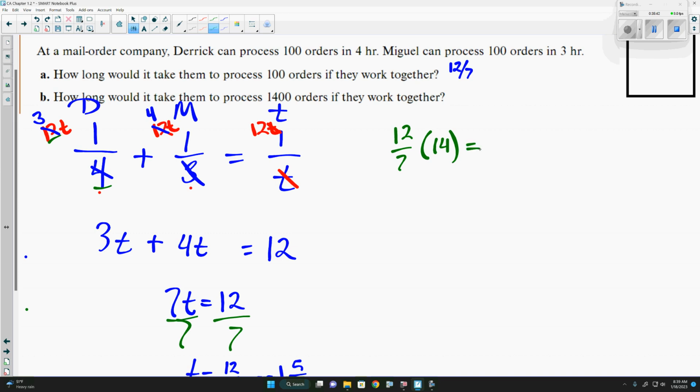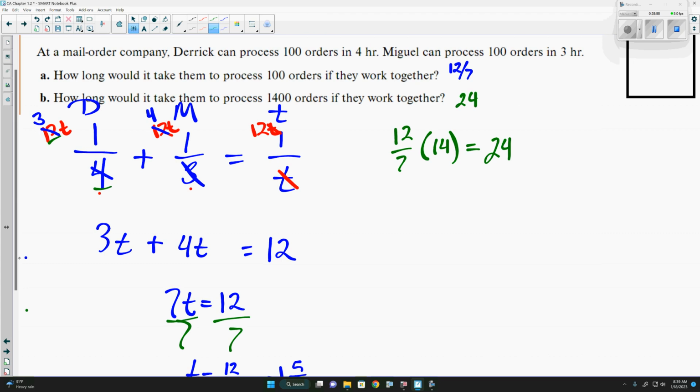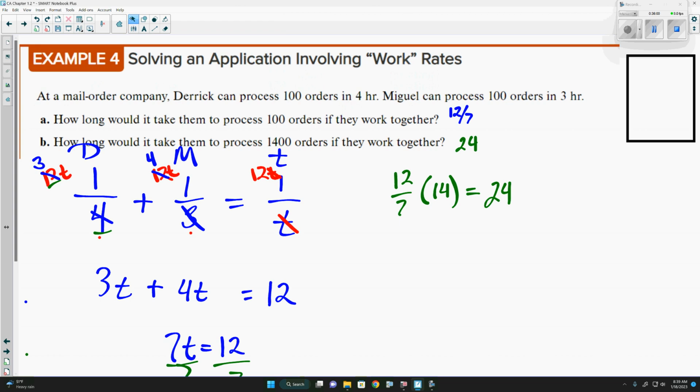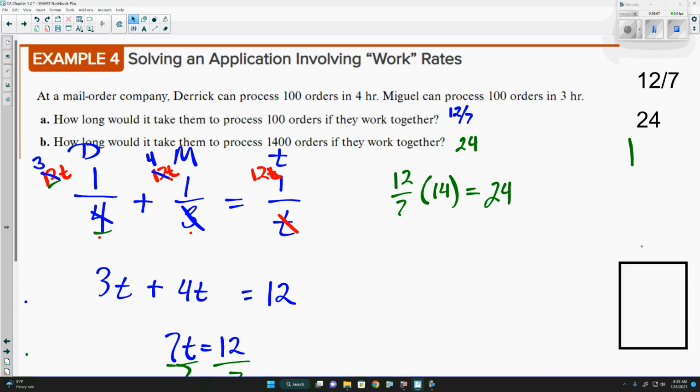Which is, what's 14 divided by 7? 14 divided by 7 is? Times 12. So that's 24 hours. Questions on this here?